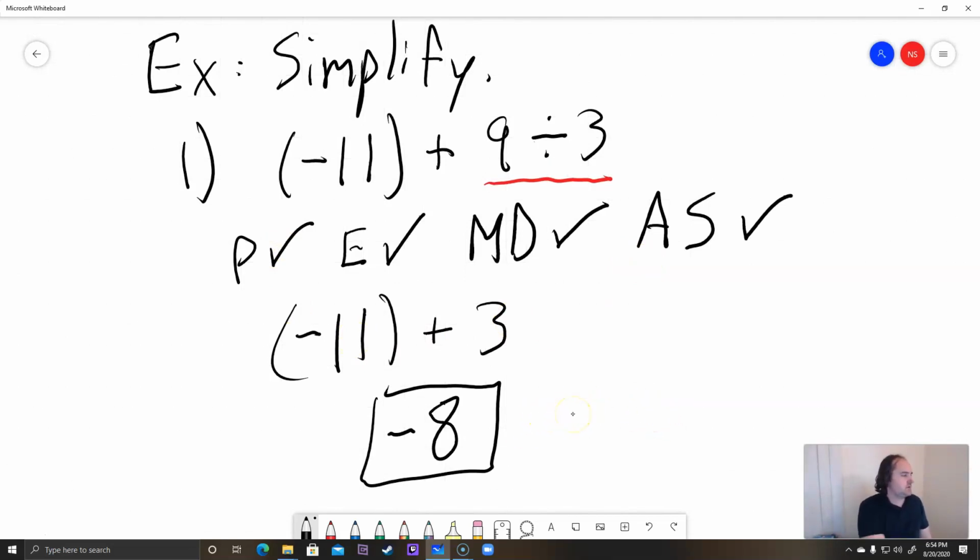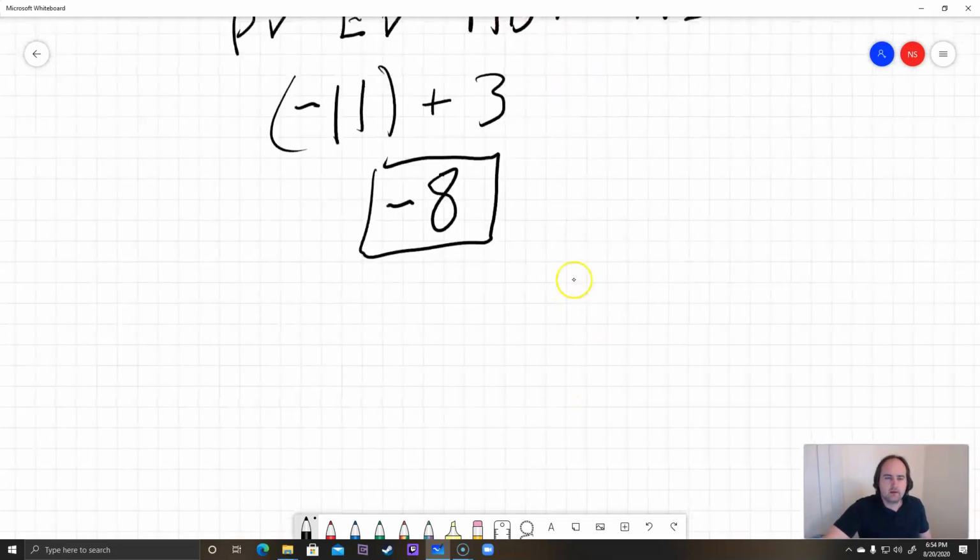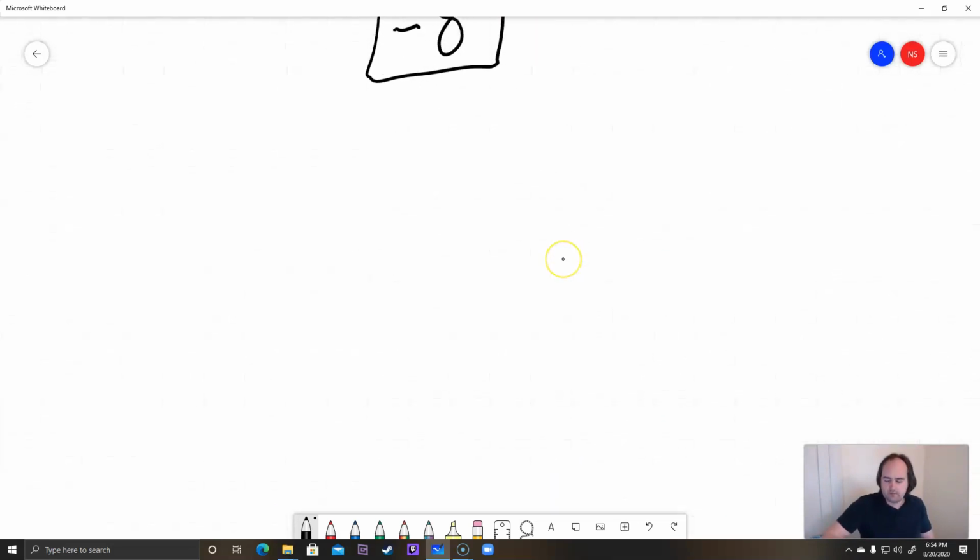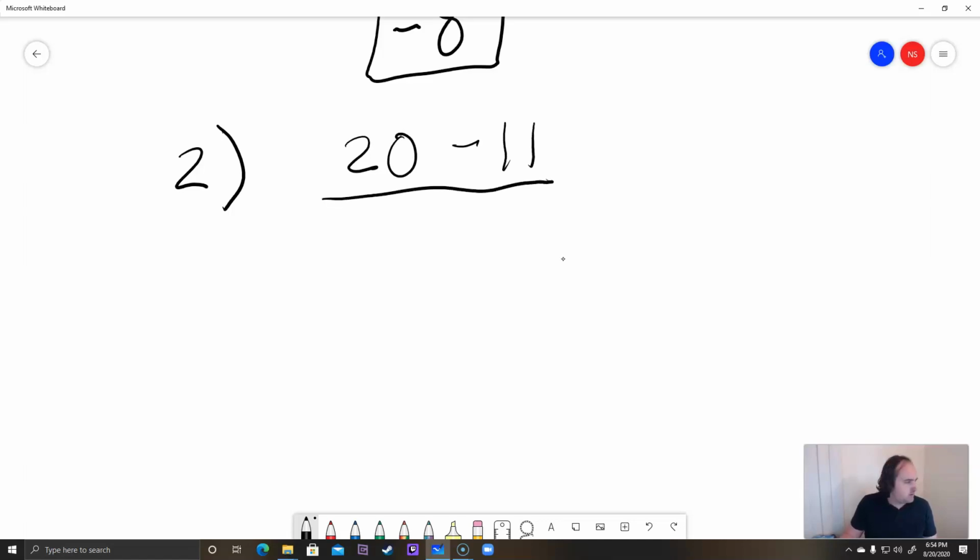Okay, so I want to do some more examples of these types of problems because there's a lot of different cases. Okay, so example number two. This one is actually a fraction. So this is going to be 20 minus 11 all over negative 3. Okay, so 20 minus 11 all over negative 3.